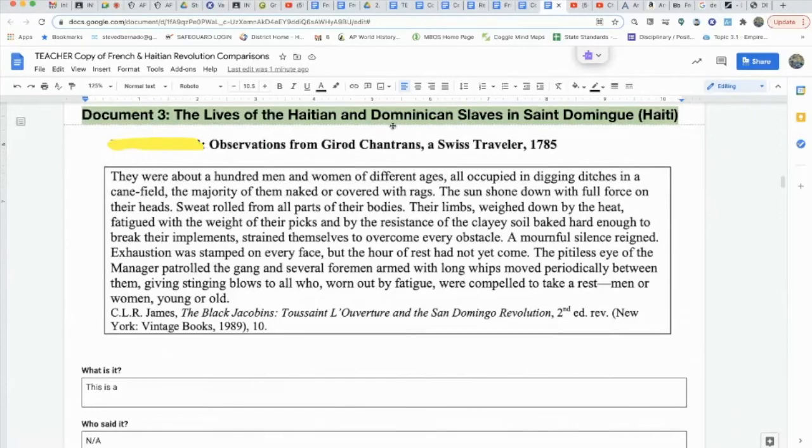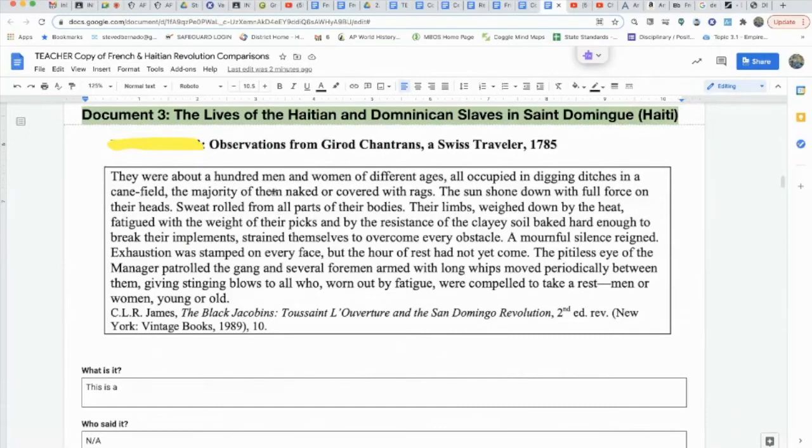So this person from Switzerland goes on a trip to Haiti, and then he writes down what he sees in Haiti. So this is how we can say that this person is probably not biased and not favoring anyone, because he's not French, he's not Spanish, he's not Haitian, he's not Native American, not African. This is somebody that's from a different country. We don't know why this person's there, but we do know that they're not any of those other affiliations that would favor one group, right? So let's see what Girard Chantrans, this Swiss traveler, what he sees.